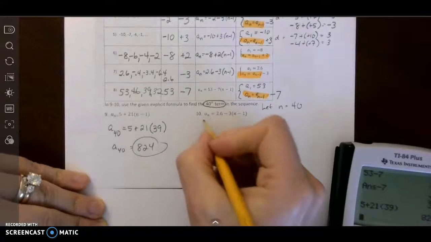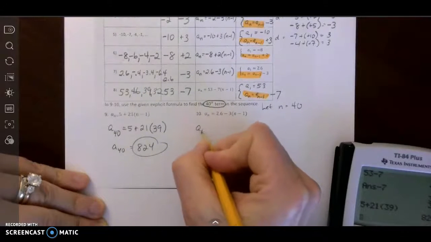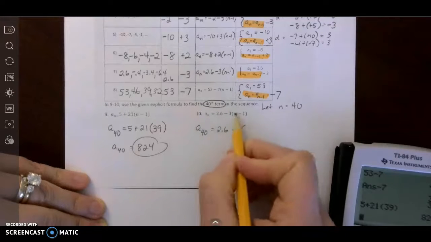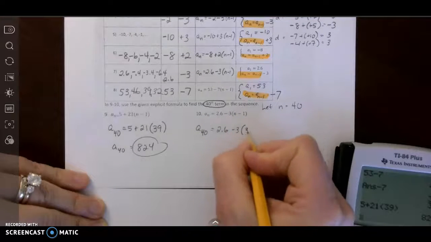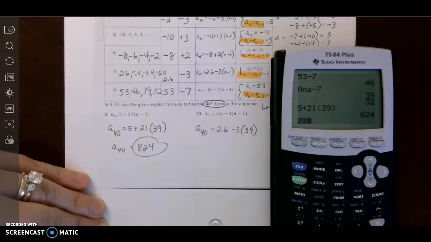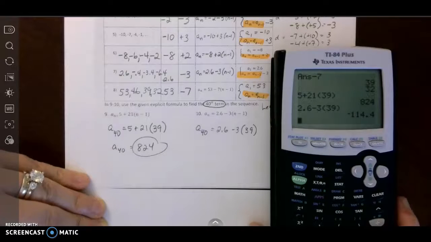Let's go here to number 10. A sub n, I'm looking for a sub 40. That's 2.6 minus 3. Again, 40 minus 1, I know is 39. So I'm going to go to my calculator. 2.6 minus 3 times 39. And I get negative 114.4.